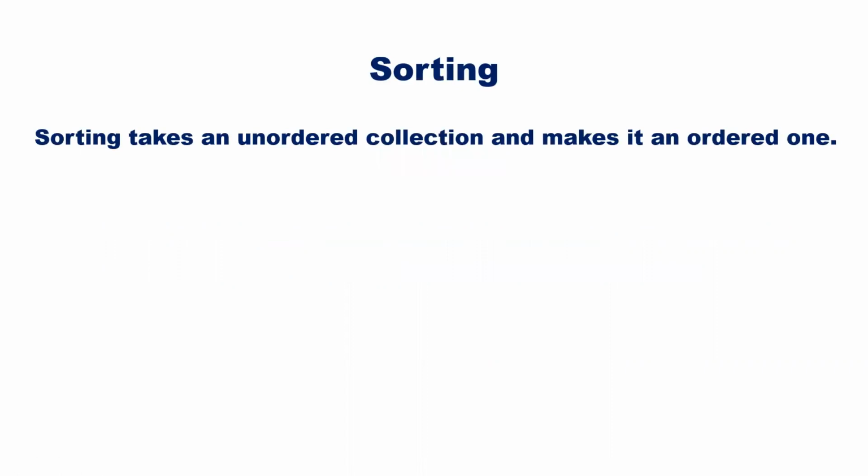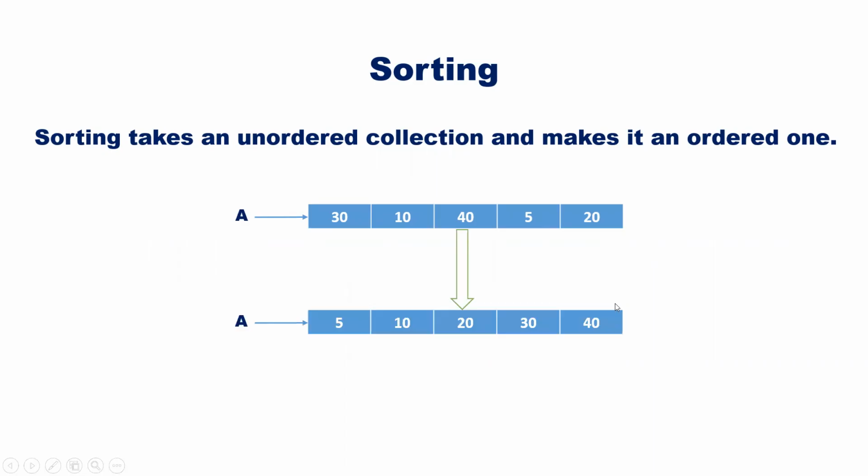Sorting means take an unordered collection and make it an ordered one. For example, assume that we have got an array with elements 30, 10, 40, 5, and 20. After sorting, the array content will change to 5, 10, 20, 30, and 40. This is the sorted array in ascending order.